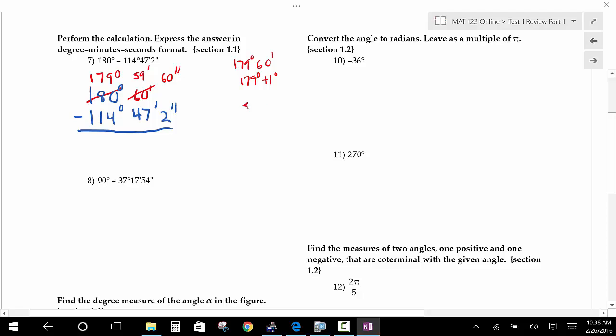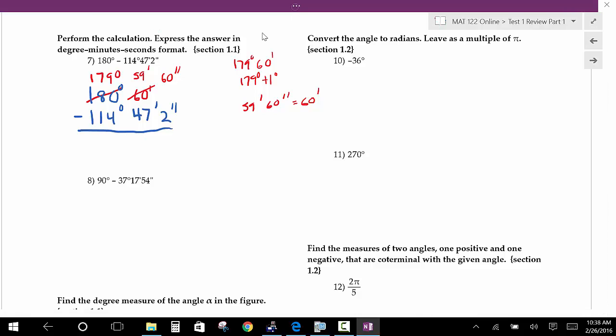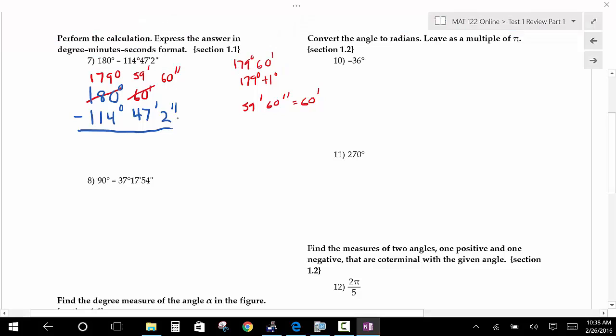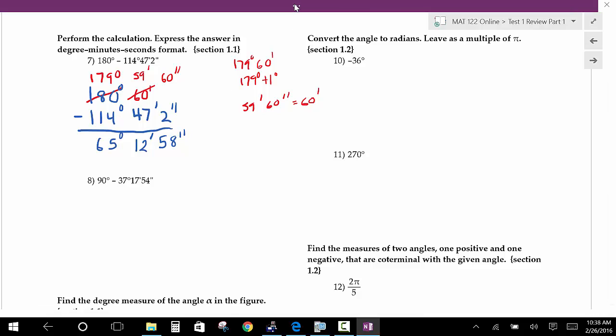So when we have 59 minutes, 60 seconds, that's really the same thing as 60 minutes. So that's the idea. Now you're ready to go through and subtract everything. So 60 minus 2 is going to be 58 minutes. 59 minus 54 is going to give 12 minutes. And then 9 minus 4 is 5. 7 minus 1 is 6. So that should be the answer to your problem then.